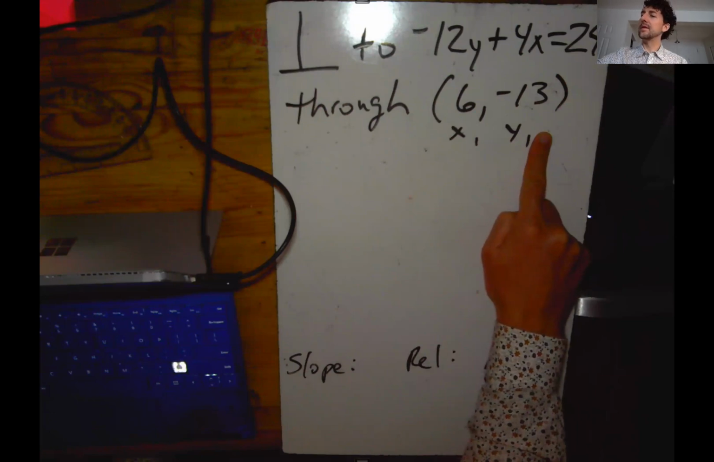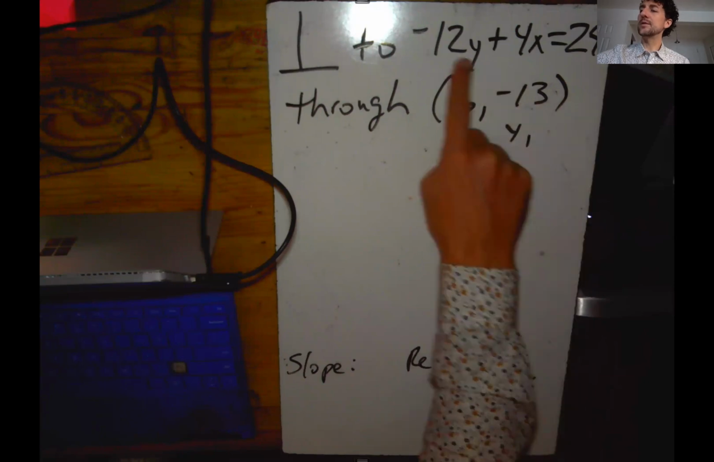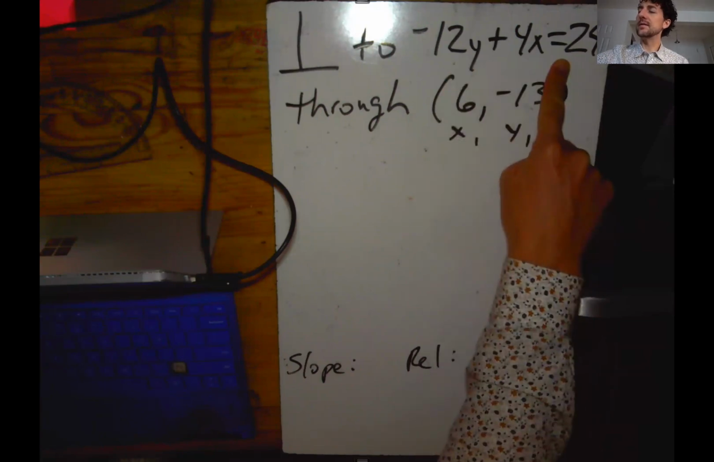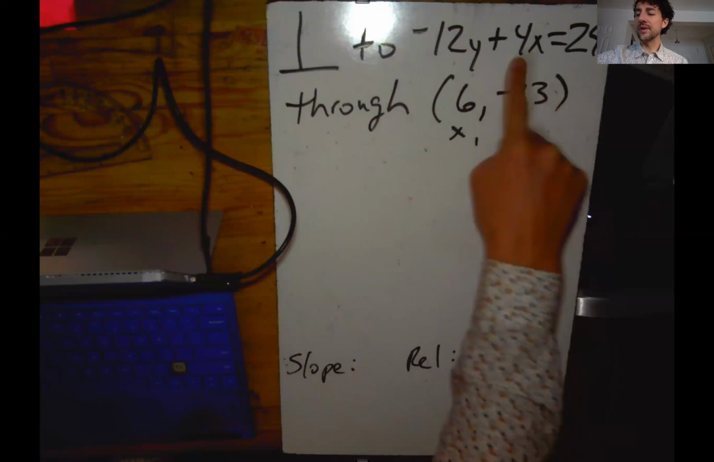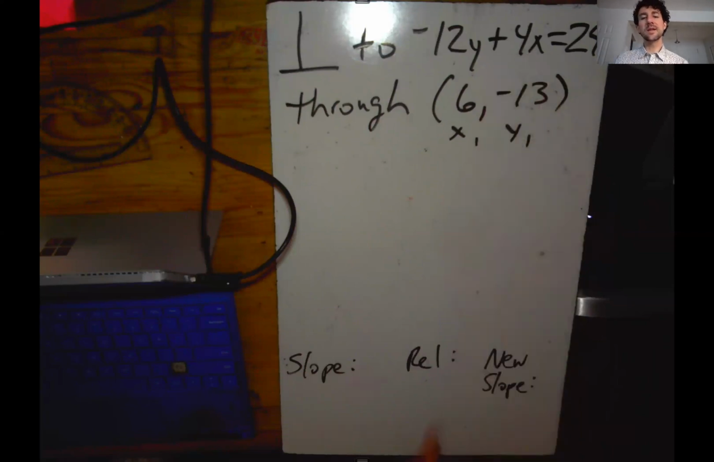And in order to do that, we need to write the original equation in slope-intercept form so that we can figure out what is the slope of the original line. So at the beginning, we're looking to figure out what is the slope of the original line. Then what is the relationship that we're using? In this case, it will be perpendicular. And then what will the new slope be? And then we'll write the equation of the new line.